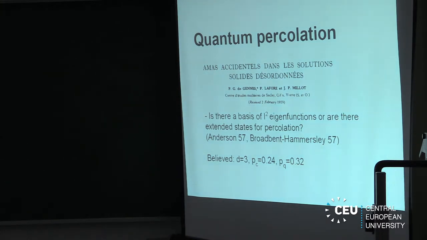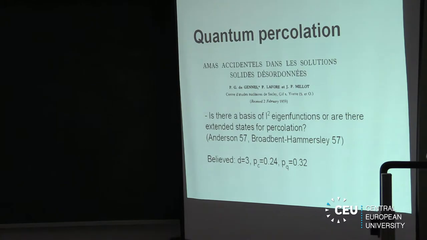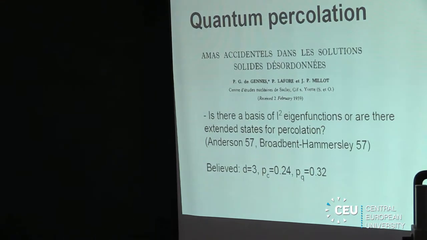What is believed is quite interesting. If you go to Z cubed, you remember that as you increase p, you have more and more vertices in your cluster. Of course, when p is very small, you won't even have infinite components. You just have a bunch of vertices floating around. So if there are no infinite components, then there won't be these extended states. The interesting belief is that there is a space. If you increase p, there is a critical point where you have infinite components. That's called pc.